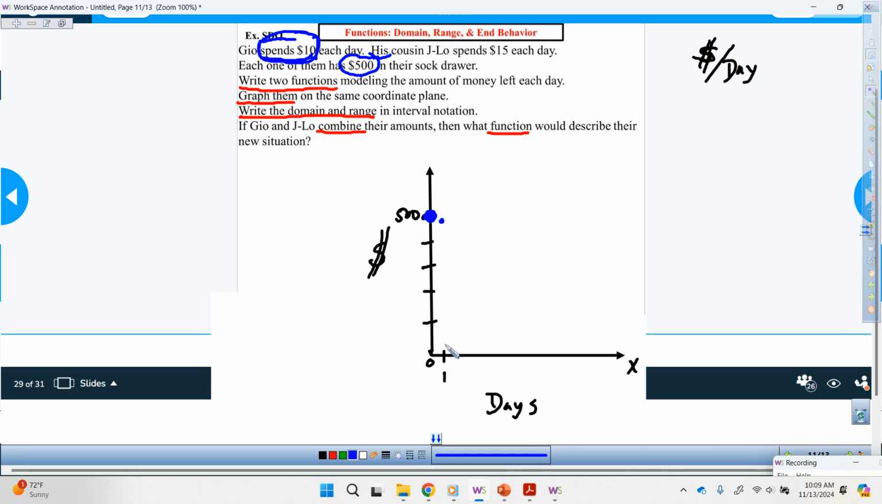However, I'm going to go to 10 days. Look up. I'm going to do 10 days. Tell your neighbor how much money Gio has after 10 days. How much money does he have? Edwin, pass him one. Franco. 400. That is correct. So plot a point here at 10, 400.